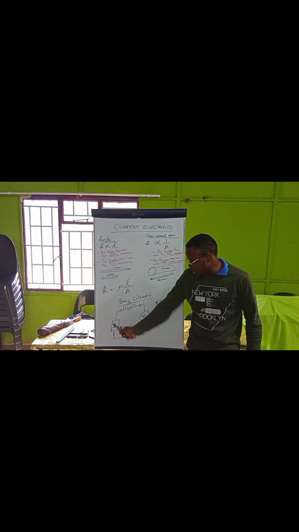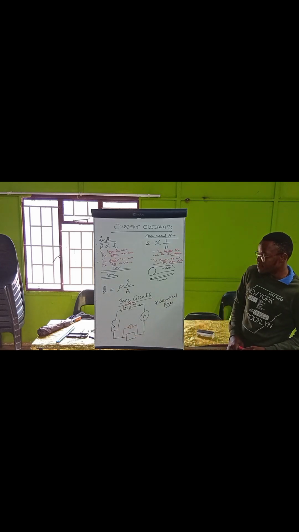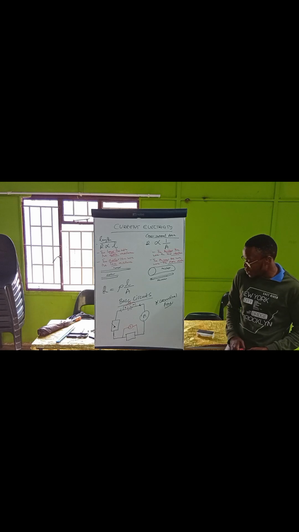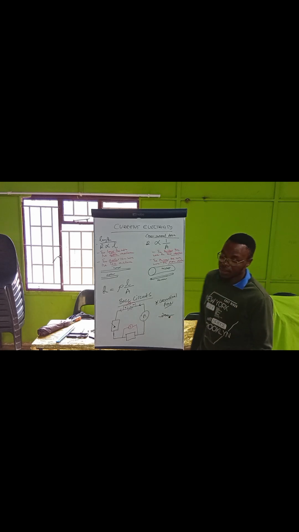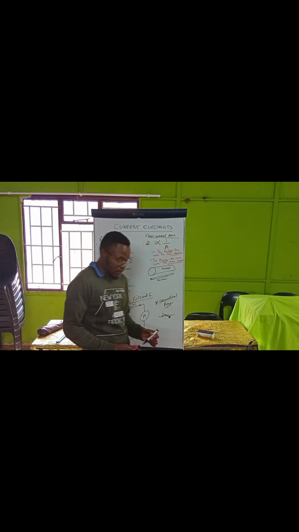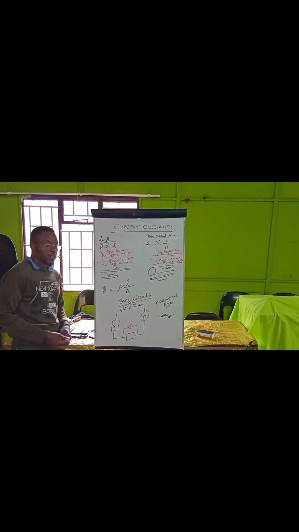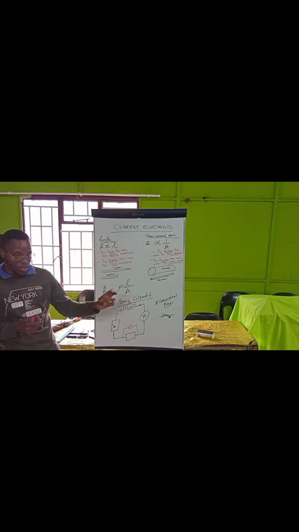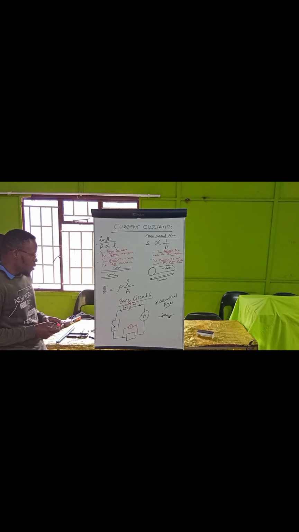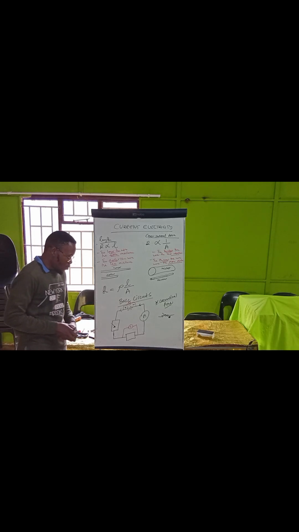So you'll notice this is the symbol for a variable resistor. It can also be drawn like this with an arrow. Once you see the arrow like that, it simply means it's a variable resistor. That arrow simply represents a knob which you are able to vary or change the voltage, or rather the current flow. So that's a variable resistor.